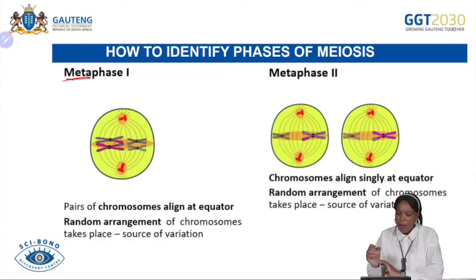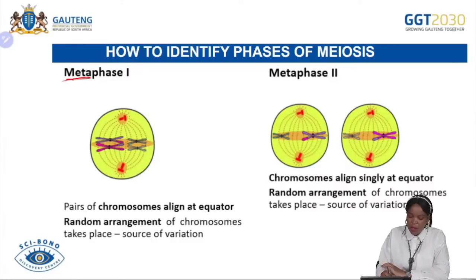And then with your meiosis 2, you are going to have your chromosomes in the middle, but arranged singly. So how are they arranged? Now, the pairs of chromosomes aligned at the equator randomly.